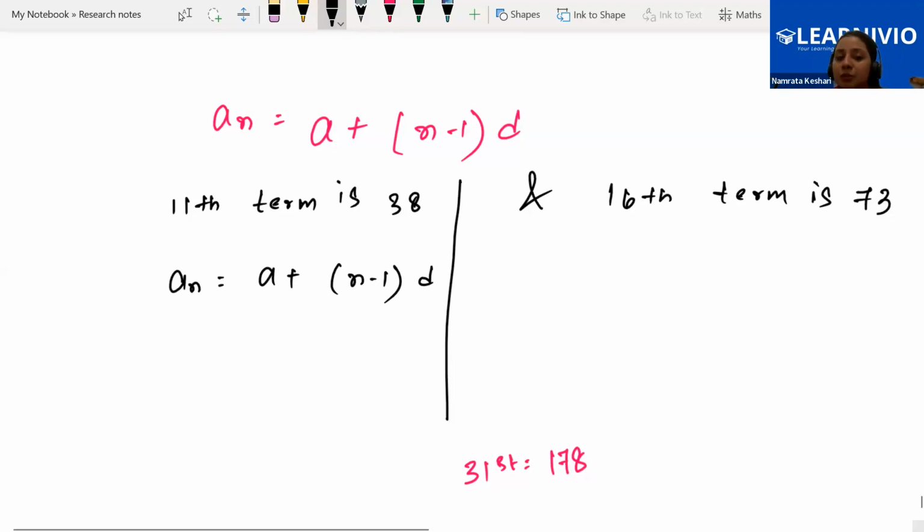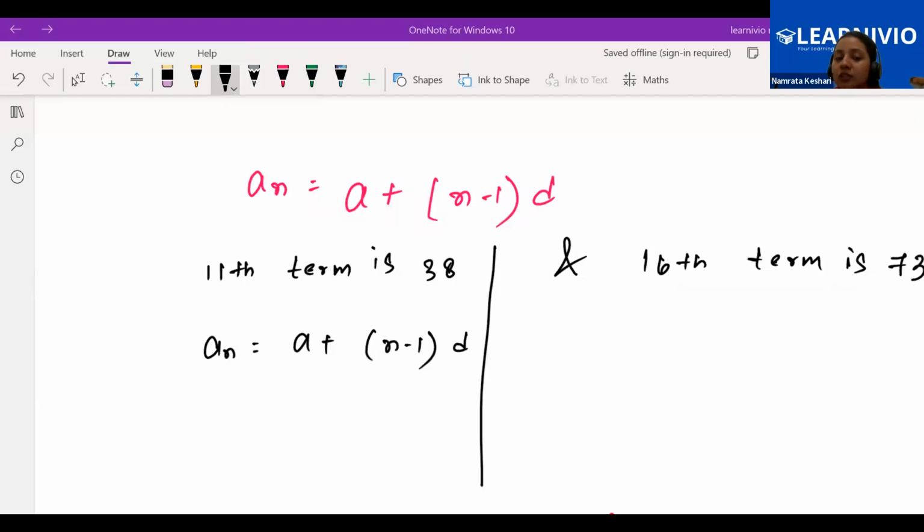Okay. Can you tell me, Sumaya, what is 11 and what is 38 in this formula? The formula which is reflecting on the screen. You already know the formula. This is the formula for finding the nth term. Can you tell me what is 11 over here and what is 38 over here?